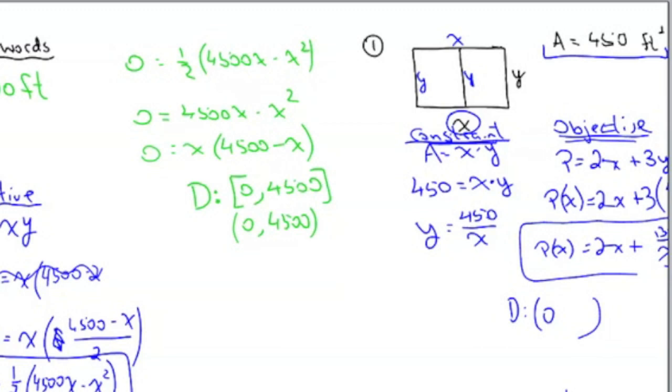Now, the first one's easy. It's a parabola. You can maximize those pretty easy. This one's a little bit more tricky. It actually requires calculus to find the answer.